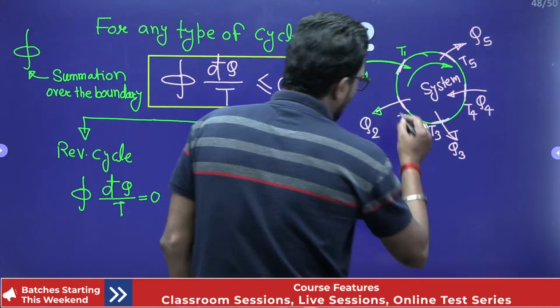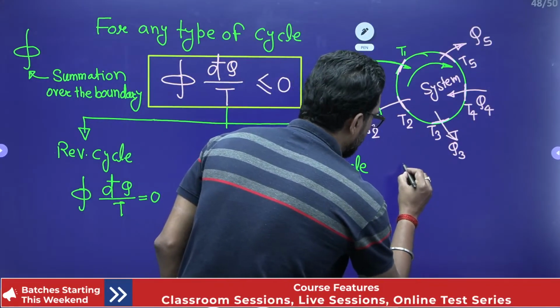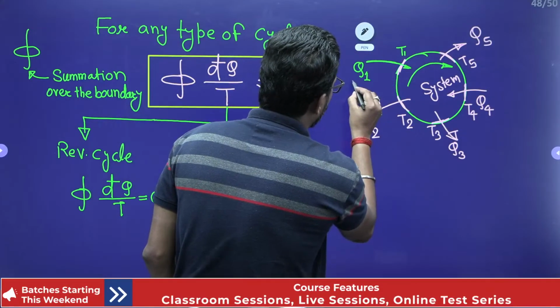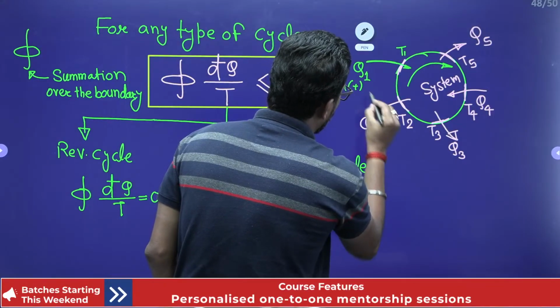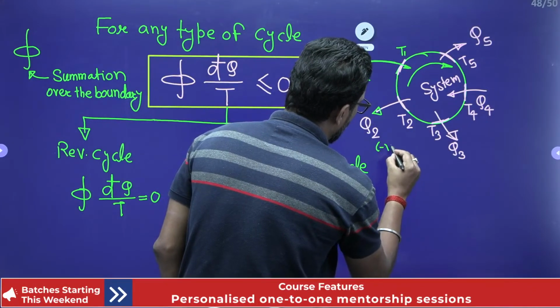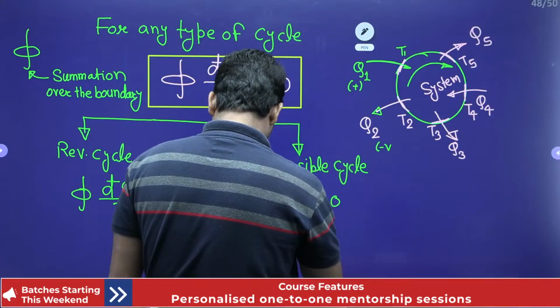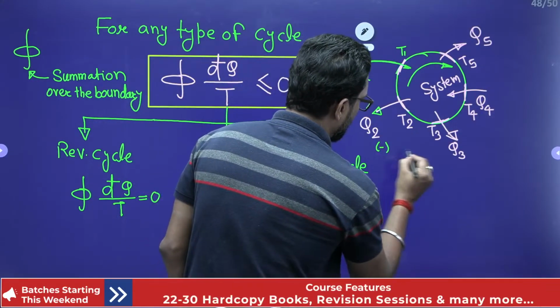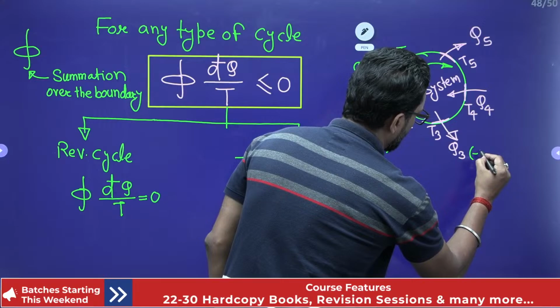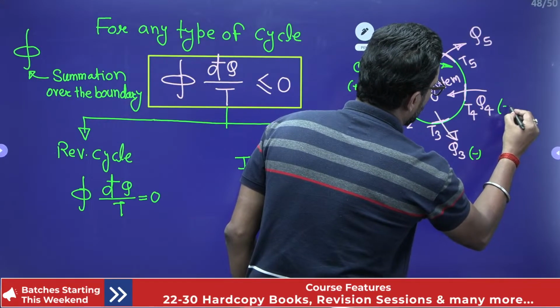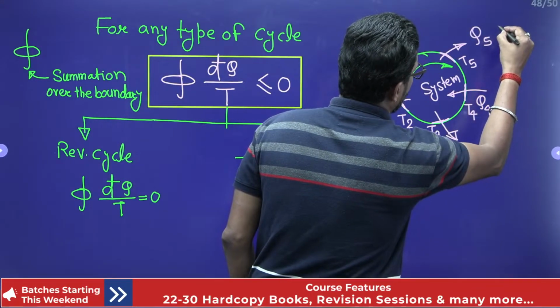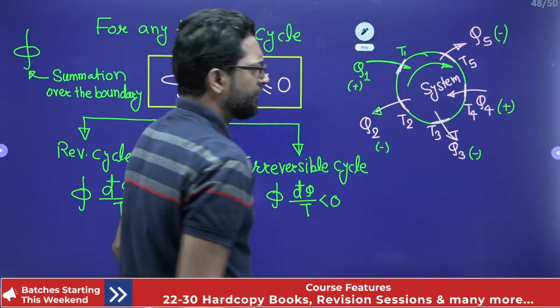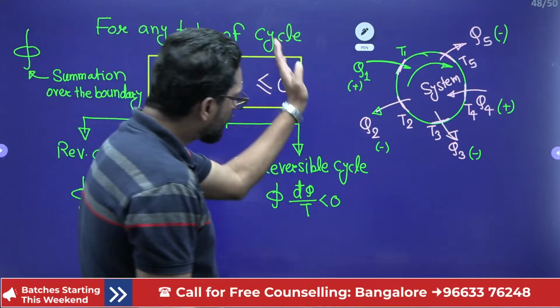Now if we add, this is your positive quantity, you add to the system. This is your negative quantity, it will reject. It is rejecting. This is also rejecting, so this is negative. This is addition, so this is positive. This is your rejection, so this is your negative heat. Okay, now you sum all the things.